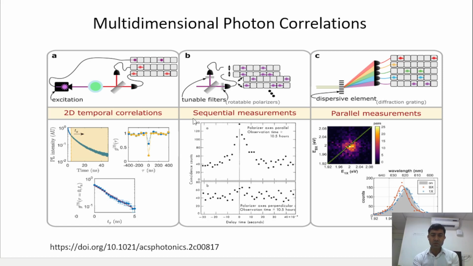Second case is about sequential measurements. So in this case, photons are emitted from excited calcium atoms, and these are passed through a linear polarizer. These are tunable filters before each of two single photon detectors. Now in these experiments, the two polarizers are either parallel or perpendicular to each other.